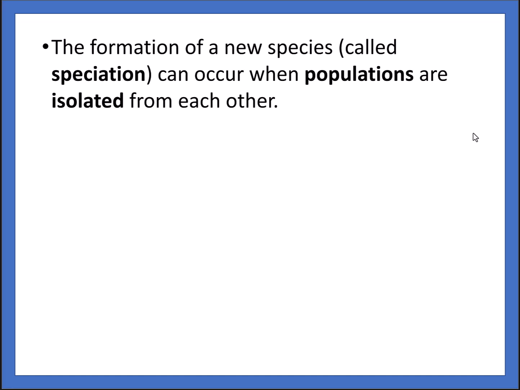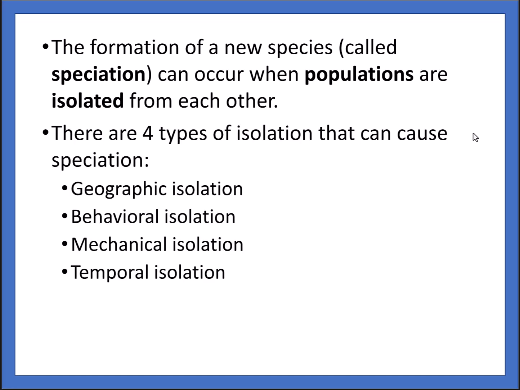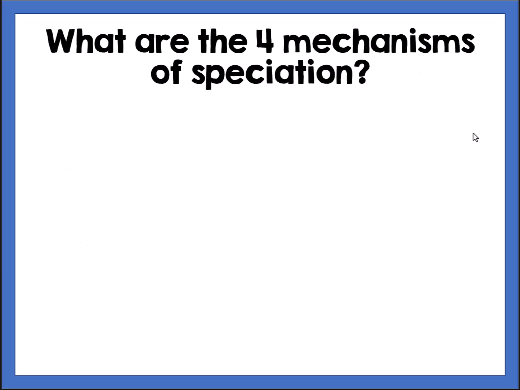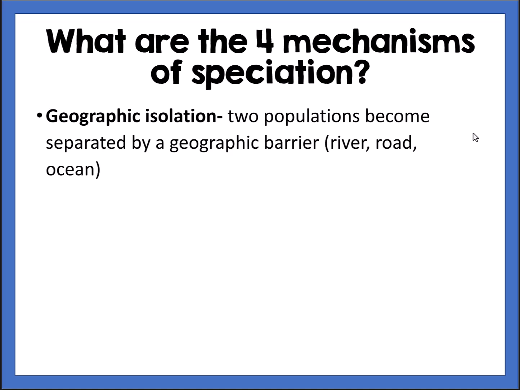The formation of a new species is called speciation, and it can occur when populations are isolated from each other. So two populations, two groups of individuals, are separated to the point where they are no longer able to breed with each other, which is what makes them a species to begin with. And there are four ways that these populations can be isolated, four types of isolation that can cause speciation: geographic isolation, behavioral isolation, mechanical isolation, and temporal isolation. So we'll go through those four mechanisms one at a time.